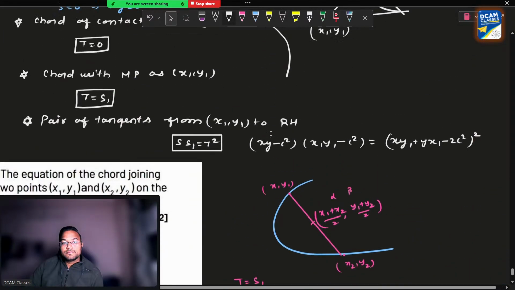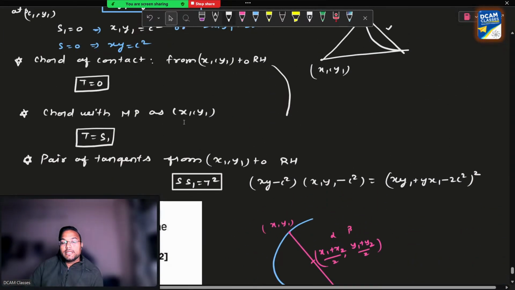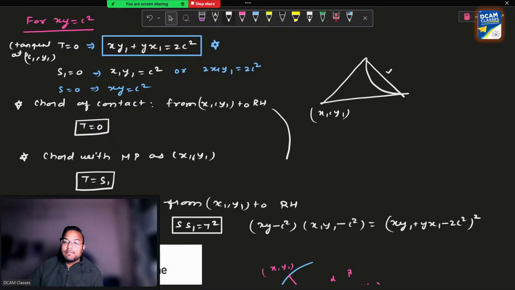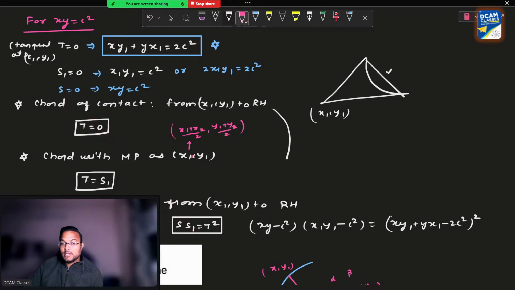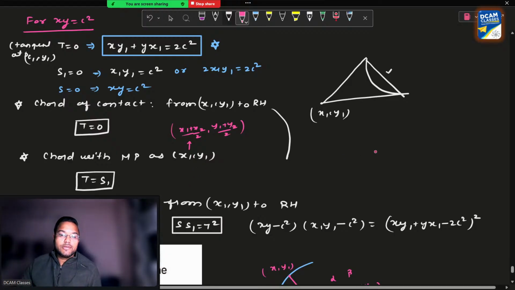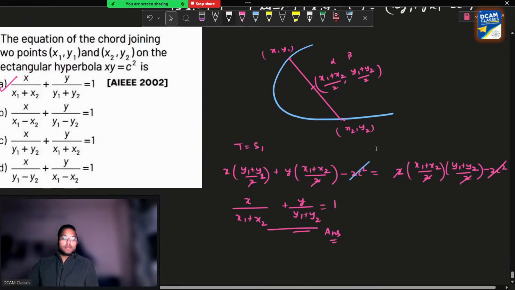If you are wondering which formula I used, it is the equation of the chord with midpoint as x1 y1. I found the midpoint, which in my case was x1 plus x2 by 2. So I used the tangent equation, x into y1: in place of y1 I put y1 plus y2 by 2, in place of x1 I put x1 plus x2 by 2, is equal to S1. The x1 y1 points are these 2 points and I substituted those values. That's all, a simple way. If you had remembered the formula, you could have done it.